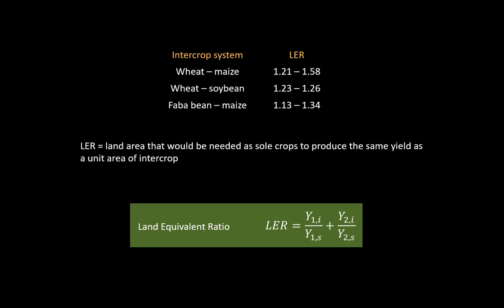Here you can see some more examples of what typical LER values may be: for wheat maize systems, ranging between 1.2 and 1.6; for wheat soybean systems, also a very popular combination, ranging between 1.23 and 1.26; and faba bean maize systems going up to 1.34. So these are all well-known combinations of species and intercropping systems that give a land equivalent ratio well above one. So resource and land efficient systems.